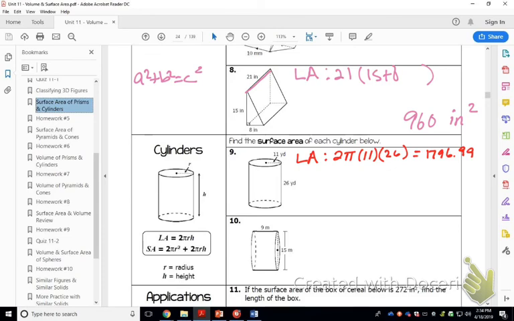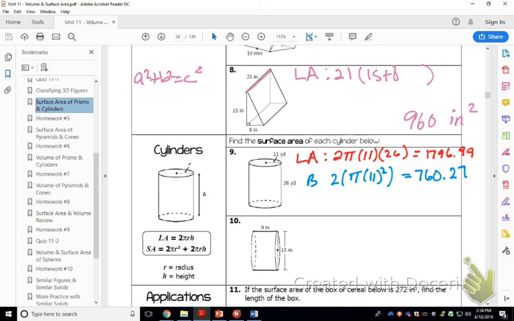All right. Now let's do the bases. That's going to be 2 times pi r squared. Remember, pi r squared is just nothing more than your area, and we have 2. So we already established 11. 11 squared. That should give you 760.27, I think.